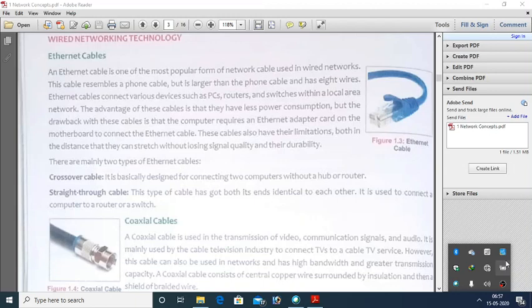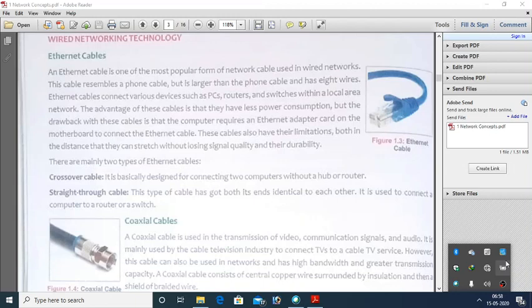When we connect computers with the help of wires, it is called wired networking technology. First, we use Ethernet cables. Ethernet cable is one of the most popular forms of network cable used in wired networks.